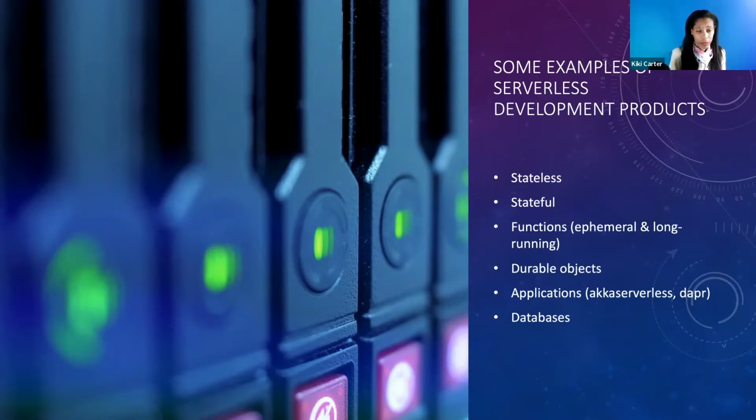So there are some examples of products that we have. You have stateless products that may be functions, either ephemeral functions or long-running functions. And we say stateless, but of course the state lives somewhere. I'll talk about that later. Then you have stateful applications. And those may be things like durable objects, or stateful applications like Akka Serverless or Dapr.